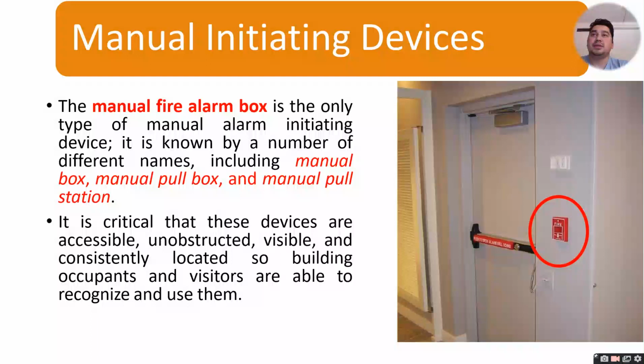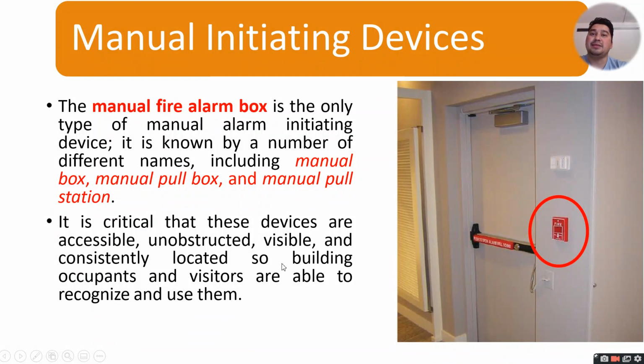Now let's start with the different types of initiating devices. First, we have the manual initiating devices. The manual fire alarm box is the only type of manual alarm initiating device. It is known by a number of different names, including manual box, manual pull box, and manual pull station. Whenever there is a fire, we will pull this red colored lever down to activate the alarm.